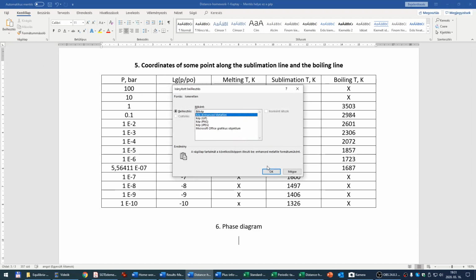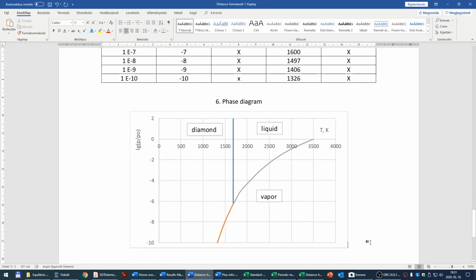Of course I copy it as enhanced metafile, and this will be my figure 2, and the title is: the equilibrium phase diagram of pure silicon below 100 bar. Because of course it can be shown also at higher pressure, but this is what we don't do today. Okay, that's ready.